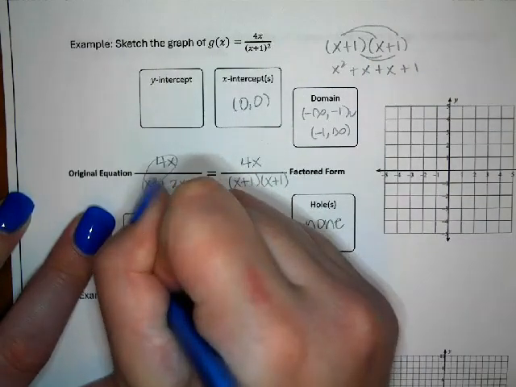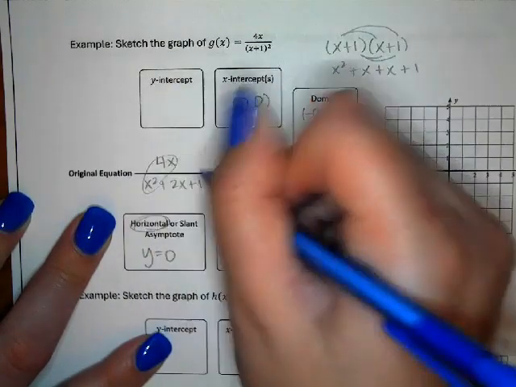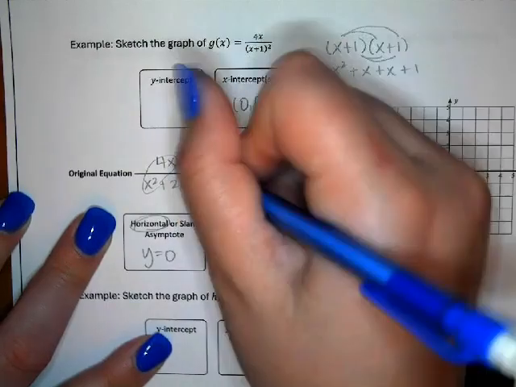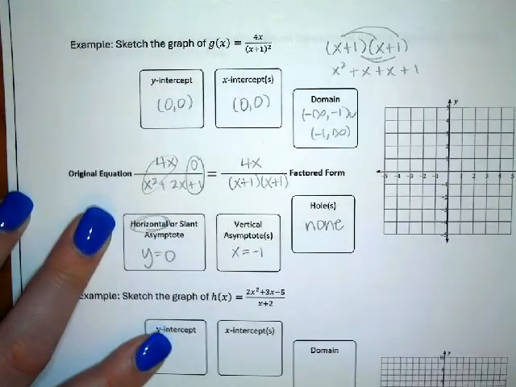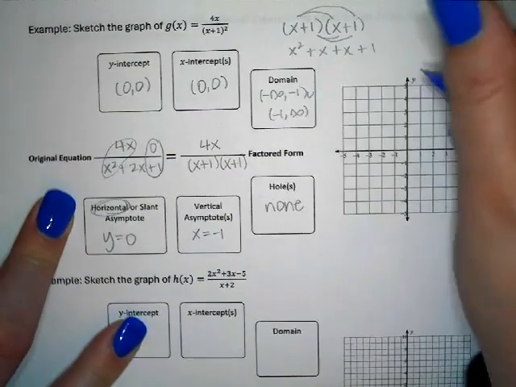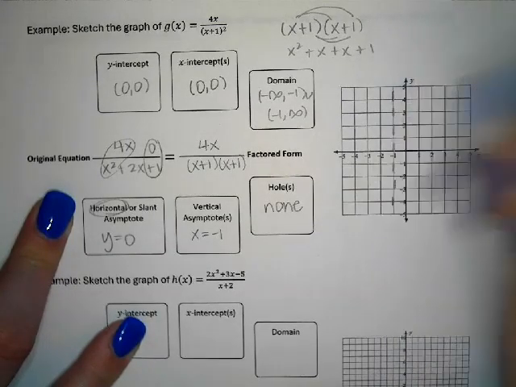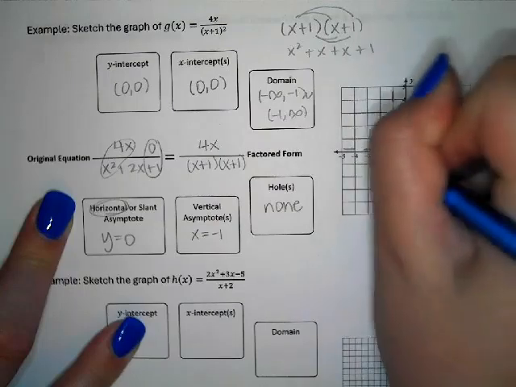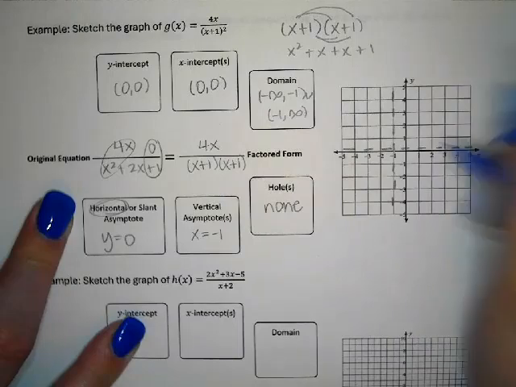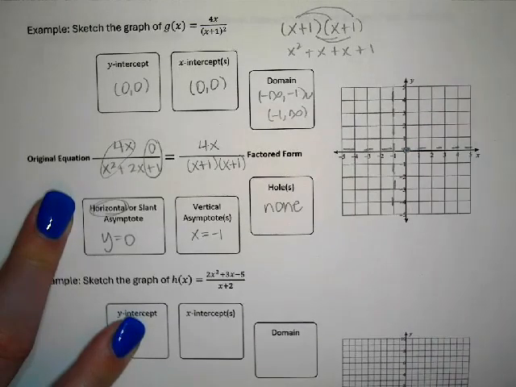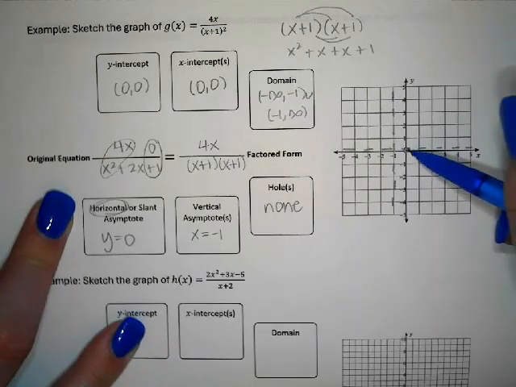For the y-intercept, when I plug 0 in for all the x's, I'm going to have 0 on the top and 1 on the bottom. And so that's just 0 for the y-intercept. Okay, so I have a vertical asymptote at -1, horizontal asymptote at 0, and the point 0, 0 is on the graph. And you'll notice, this is one of those unique situations where we are crossing an asymptote. So 0, 0 is right on top of the asymptote.